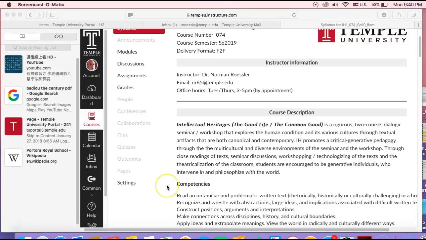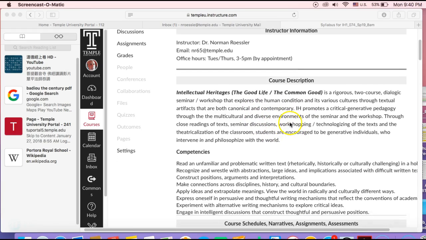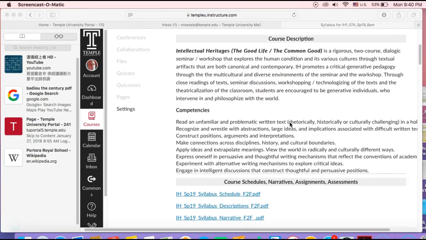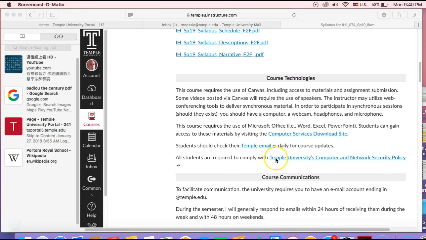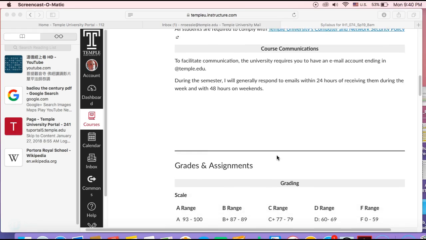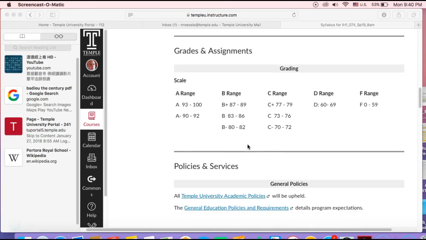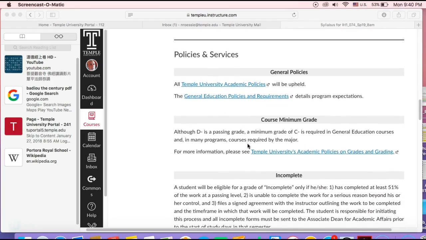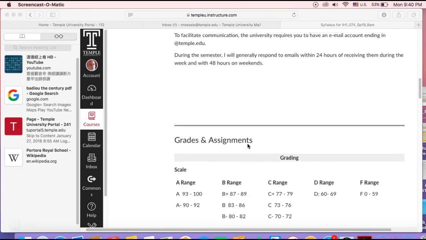Okay, continuing along here. Again, in the syllabus part here, we have replication of the course description, and then we have the major parts or the administrative parts of the syllabus. So policies, here's the grading rubric, and then general policies and services. So you can look at that at your leisure.